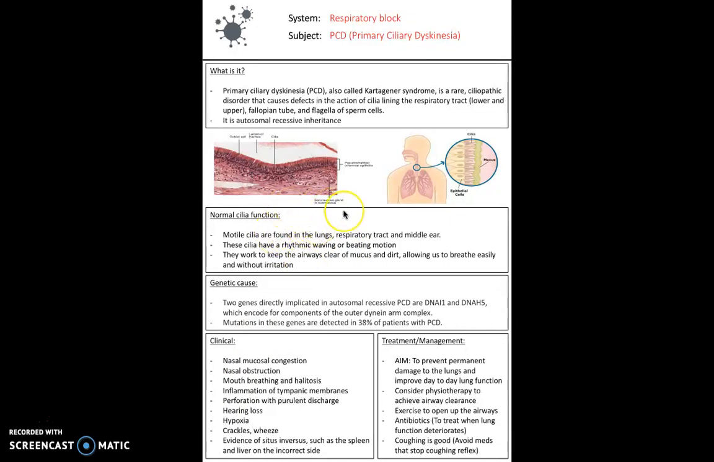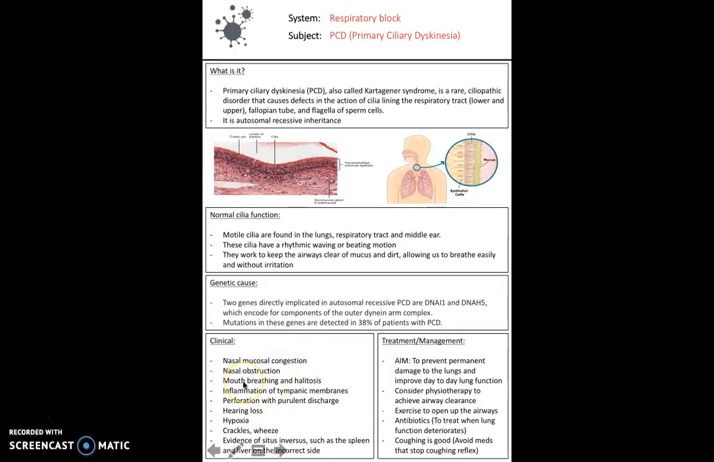So normal cilia are motile, in the respiratory tract, in the lungs, and in the middle of the ear. They've got a rhythmic waving and beating motion which works to keep the airway clear of mucus and dirt, which allows us to breathe quite easily and without any irritation. There's two genes that are directly implicated, so these are DNAI1 and DNAH5, which code for components of the dynein arm complex. Don't worry about that in too much detail. But essentially, it's a mutation in these genes which occurs in around 40% of patients with PCD.